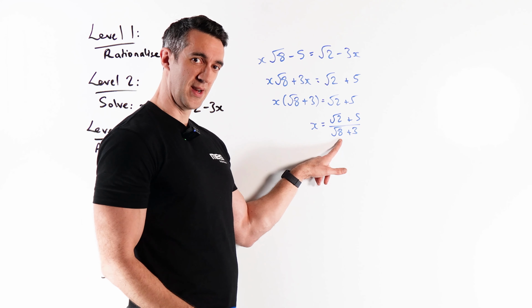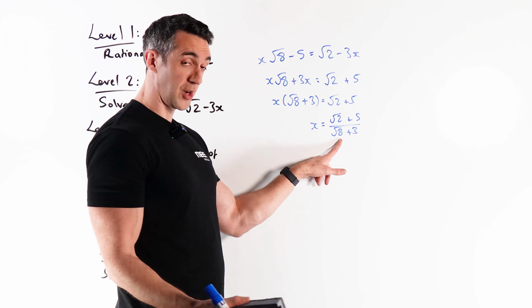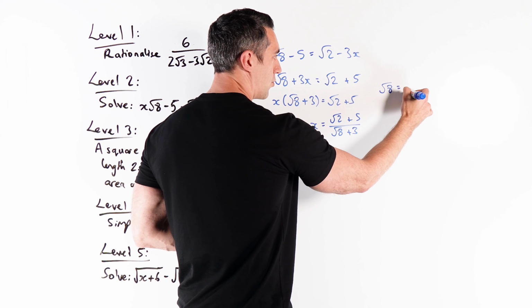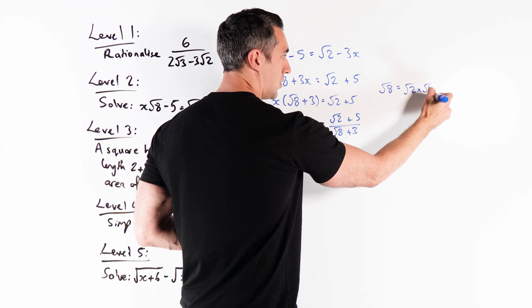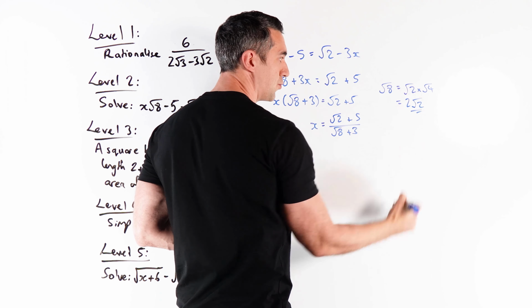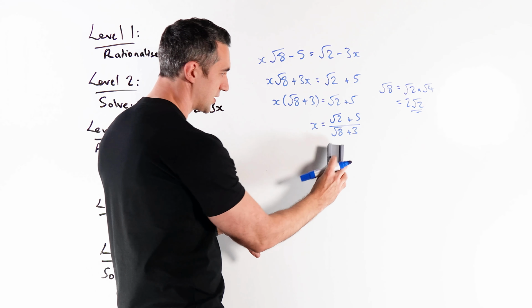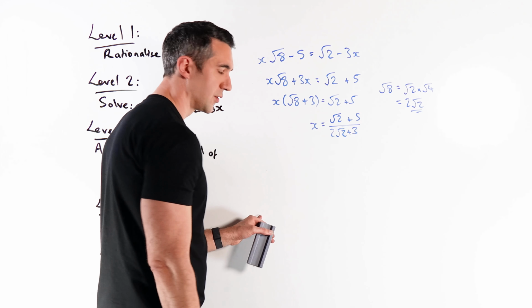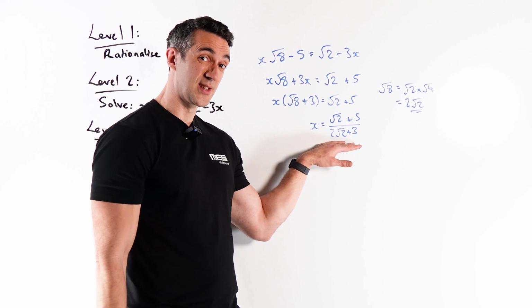I could simplify that. Absolutely, of course we can. So we can simplify root 8 if we want to, remembering that that would be root 2 times root 4, and root 4 is just 2. So we can rewrite it as 2 root 2, which means we can simplify here and replace that instead. Okay, now we can't leave our answer like this because we've got to rationalise it.